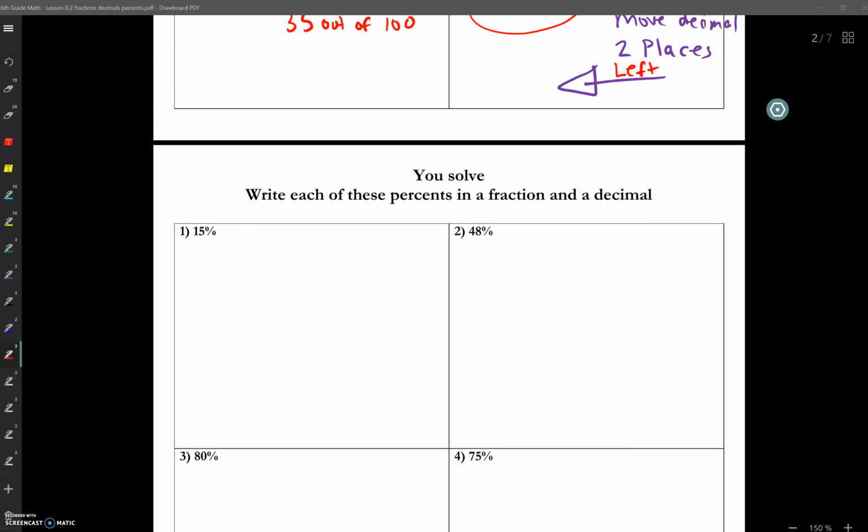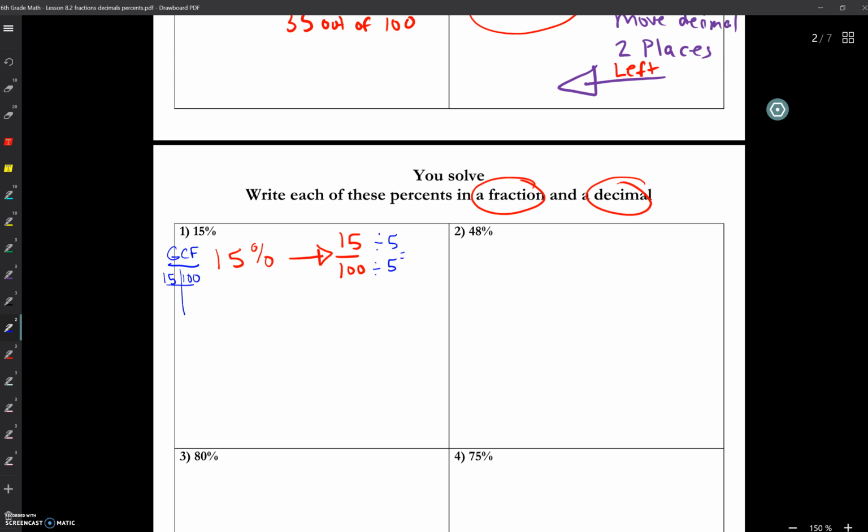Now, I want this to be a fraction and I want this to be a decimal. If I want 15% to be a fraction, it becomes 15 over 100. Then I have to find the greatest common factor of 15 and 100, and I already know it's going to be 5. If I was to do my table, 15 divided by 5 is 3, and 100 divided by 5 is 20, so 3 over 20 is the simplest form.